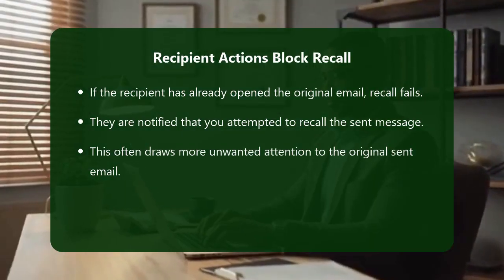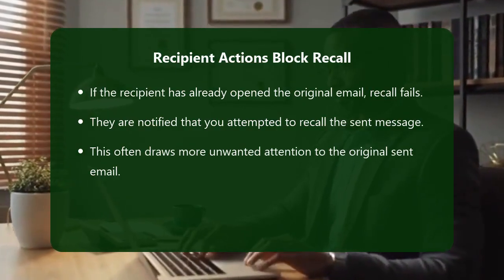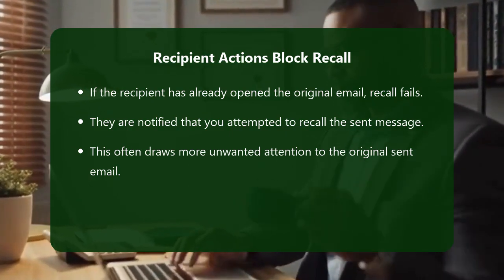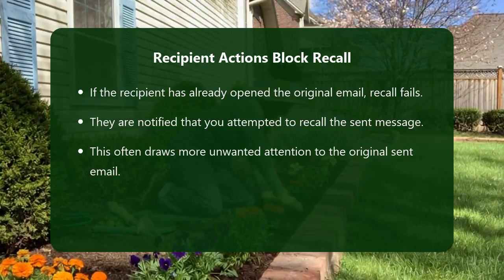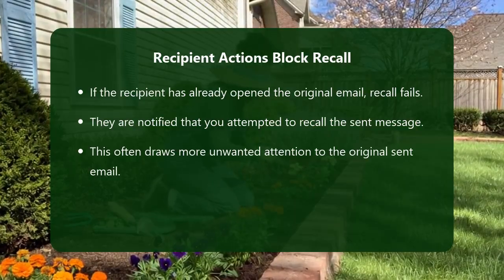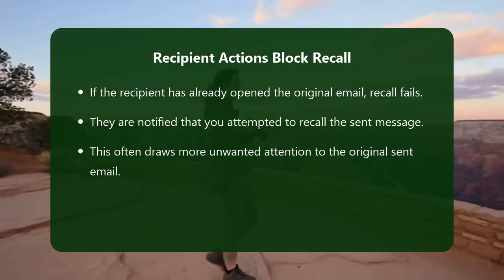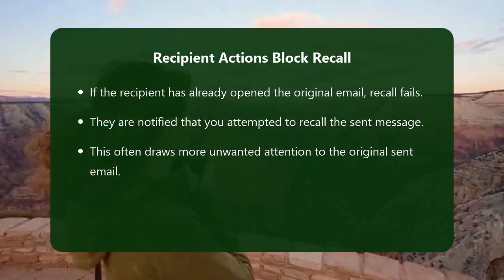If the recipient has already opened the original email, the recall will not work, the original message stays right where it is, and they are notified of your recall attempt. Furthermore, the recipient's specific Outlook settings can sabotage your efforts. Users have the option to disable the automatic processing of recall requests, and if they have, your recall message will just sit in their inbox like any other email, awaiting manual action which may never come.